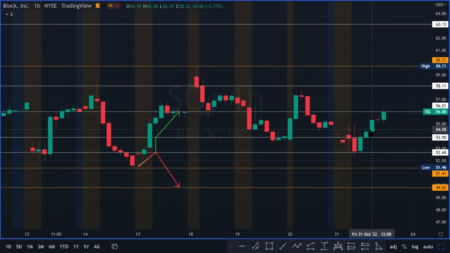So this week, same thing. We're just going to continue to play the levels. Since we're sitting under our 56.01 level, we'll play the same way we did our 52.68. If we get an open below 56.01, we expect it to come down to our 53.90. If we get an open above 56.01, we can expect it to run to our 58.11, 59.71, and possibly 63.13. But again, we'll play level to level to level. Because as you can see, if you would have done it this past week, you would have been golden.